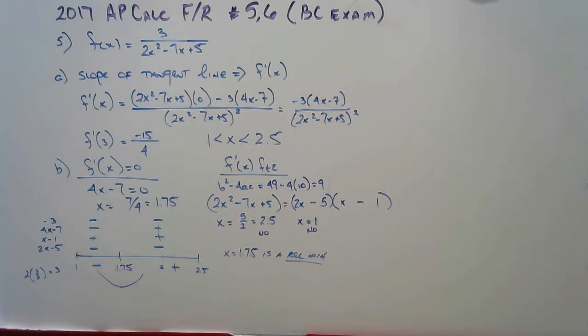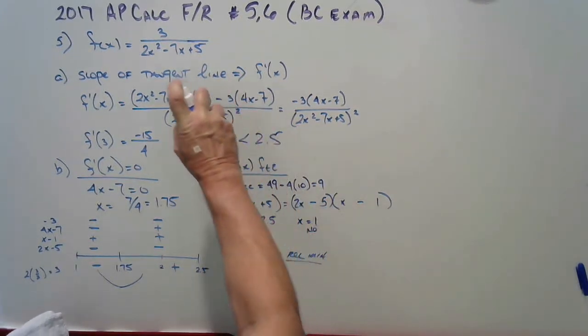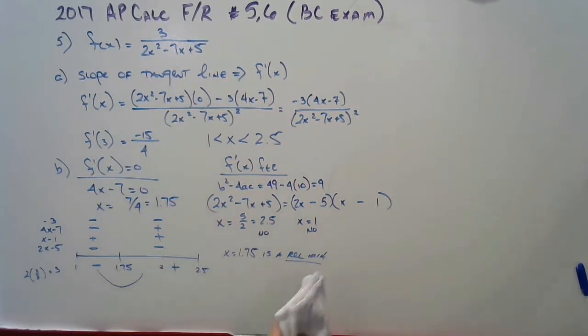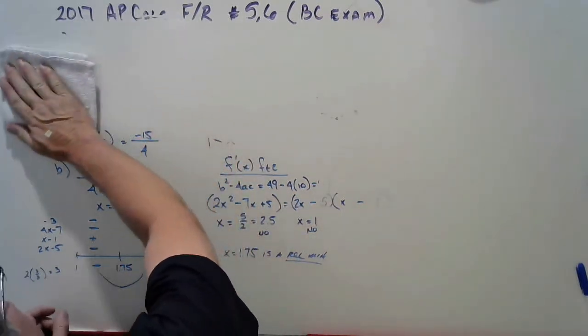All right, so that takes care of part A and part B. Now what about part C? Well, here we get to the real crux of the BC part of this. The BC part of this question is really the AB concepts that we covered right there.